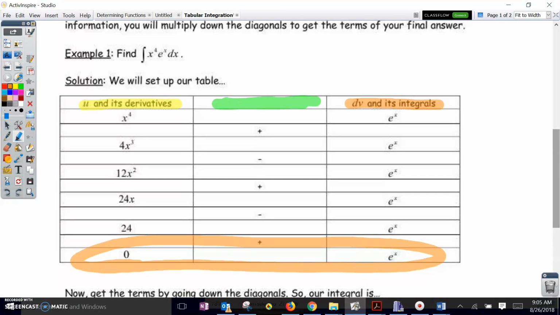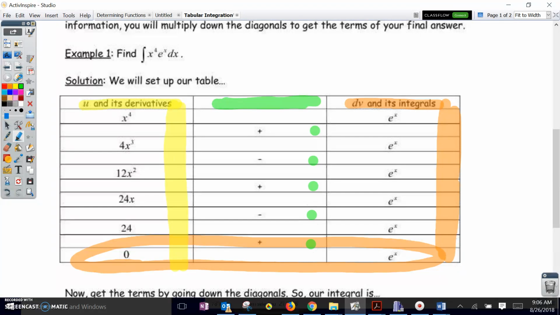Here in example 1, we're finding the integral of x to the 4th e to the x. We take the polynomial, we write that and all its derivatives in the left-hand column, as you see here. All I did there was take all the derivatives of x to the 4th. And we take the e to the x, since that's our dv, and we write it and all its integrals in the right-hand column over here. We set up our alternating plus or minus signs.